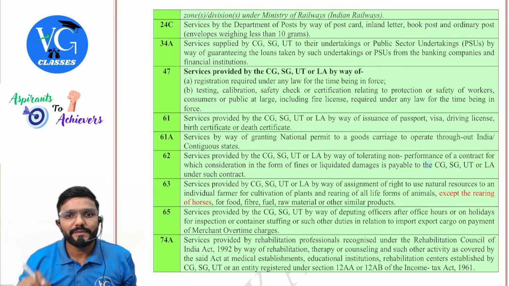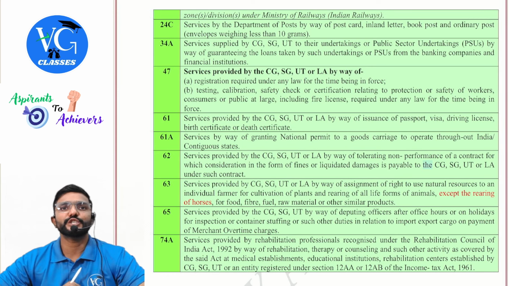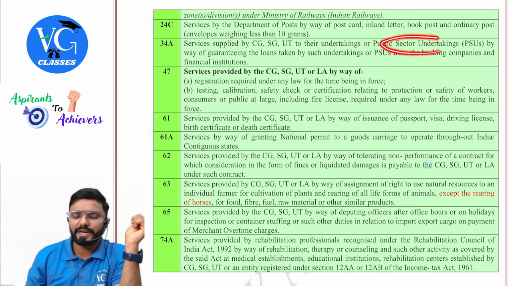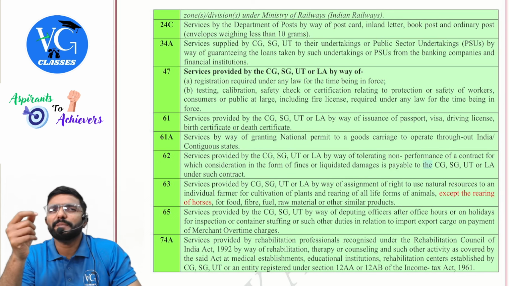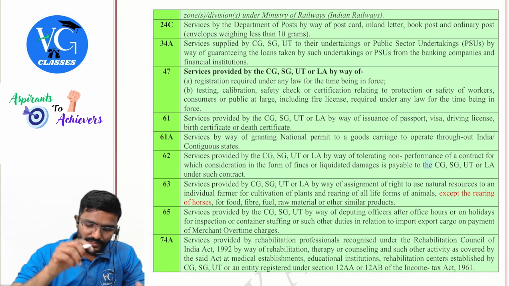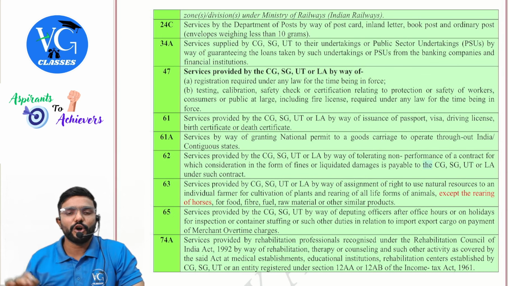34A. Services supplied by central government, state government, union territory to their undertakings or public sector undertakings by way of guaranteeing the loan taken by such undertakings or PSU, that is public sector undertaking, from the banking companies and financial institutions. Guys, now a state government undertaking or PSU has taken a loan for which guarantee is given by government, and government is getting some commission for giving the guarantee. Is it exempt? Yes.